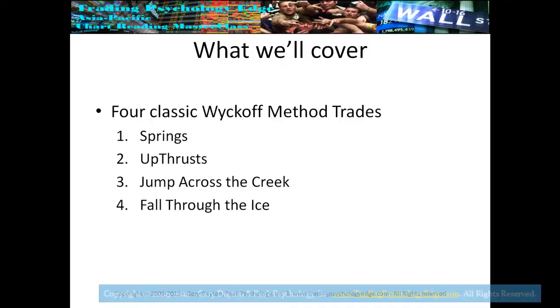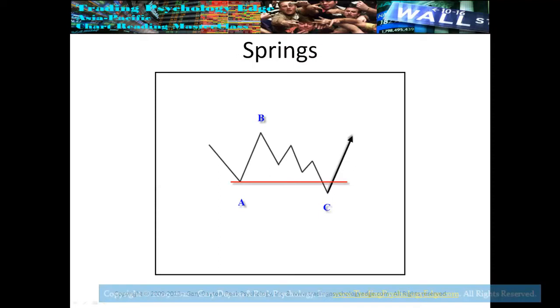When you're in an uptrend, I don't know of a better trade, to tell you the truth. I think they are the jump across the creek and the fall through the ice. Those are the best trades that are available. They just don't come around all the time. Springs and upthrusts, as I will show you, happen very frequently, and you really can work a good income off of them. All right, then we'll talk about jump across the creek and fall through the ice, and I'll tell you the stories behind them.